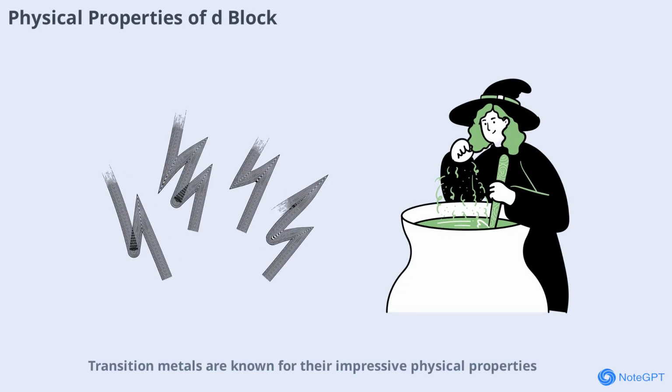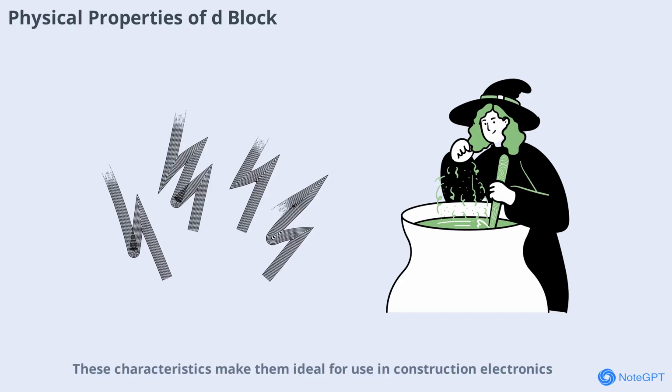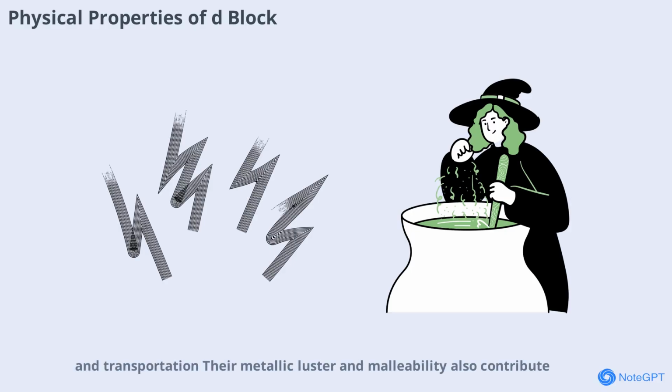Transition metals are known for their impressive physical properties. They are typically hard, have high melting and boiling points, and are excellent conductors of heat and electricity. These characteristics make them ideal for use in construction, electronics, and transportation. Their metallic luster and malleability also contribute to their widespread use in manufacturing and technology. Let's take a closer look at how these properties benefit our everyday lives.